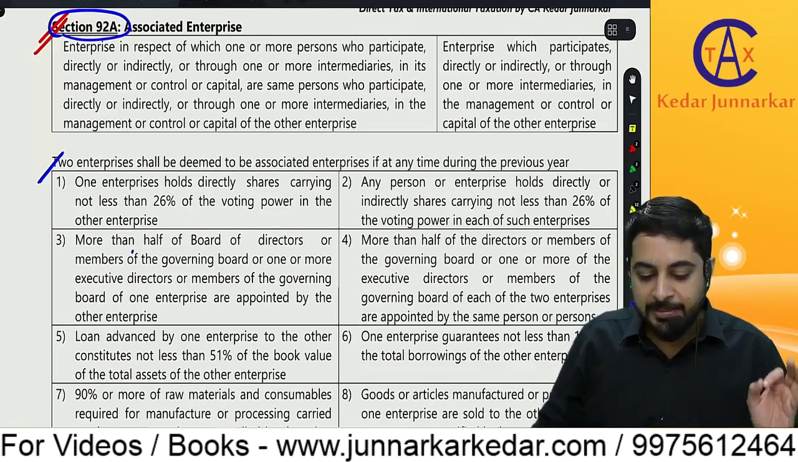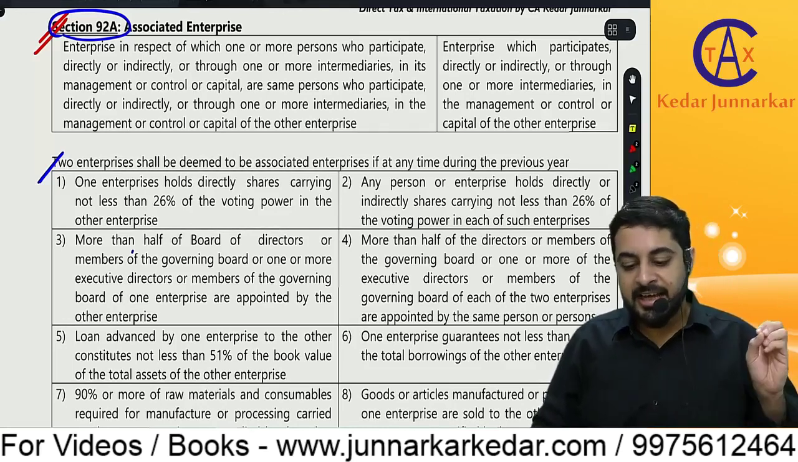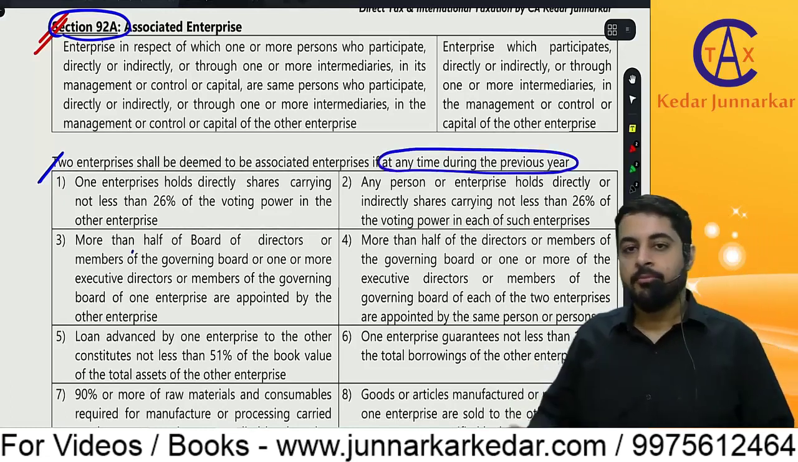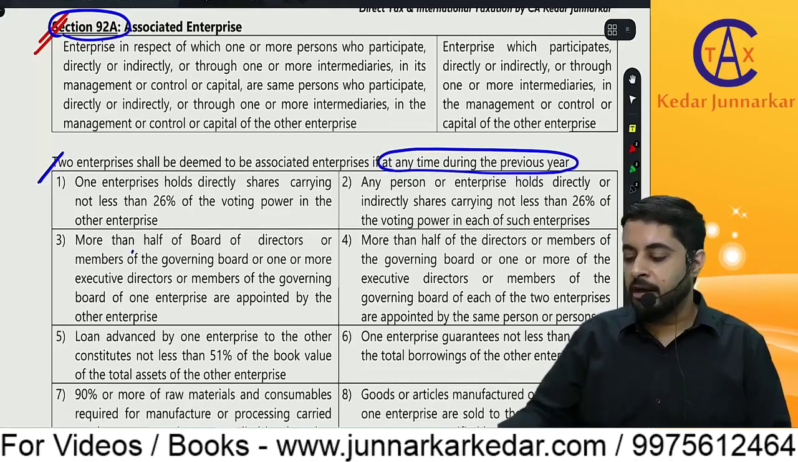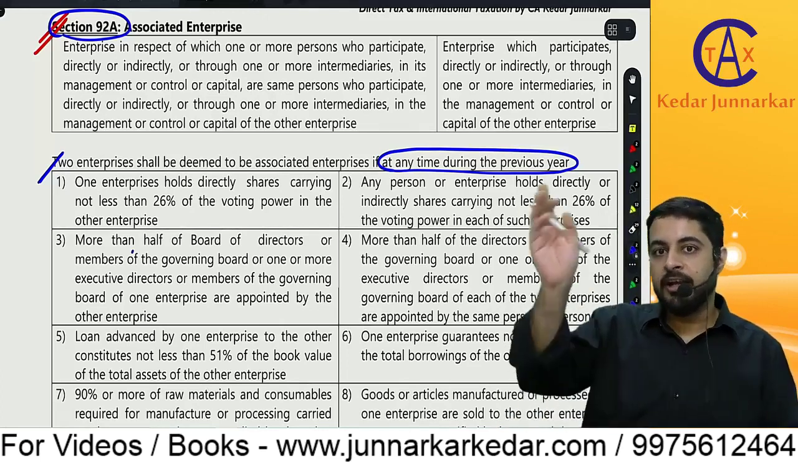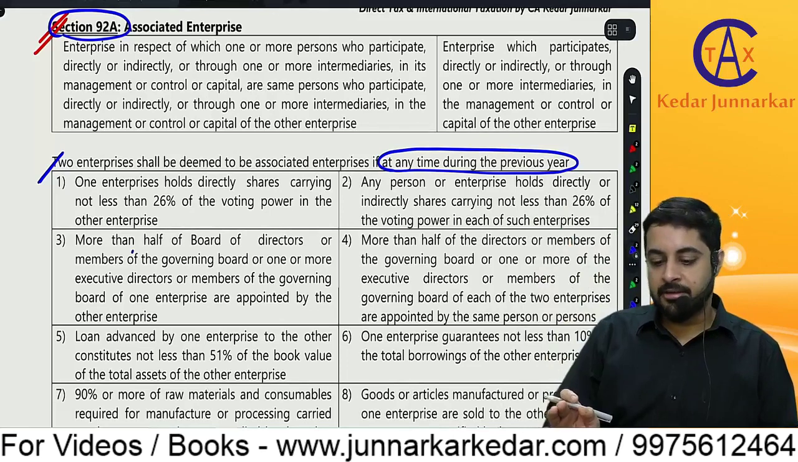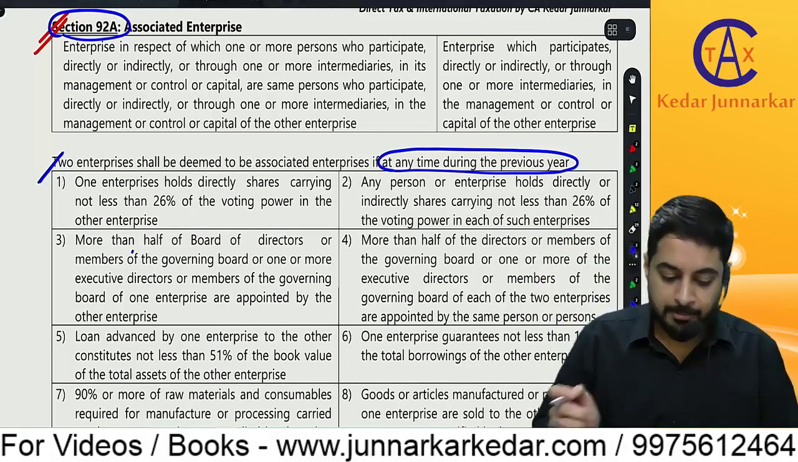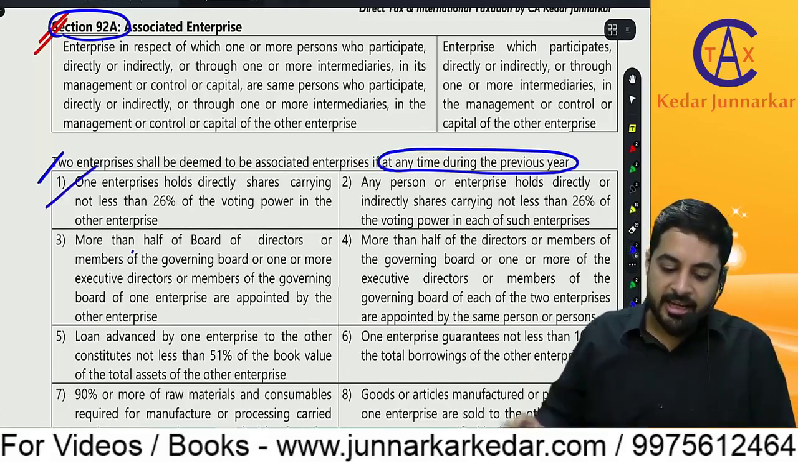Two enterprises shall be deemed to be associated enterprises if at any time during the previous year. If at any time during the previous year, it need not be like the sale happens in the month of April, but this condition is fulfilled in March of that same year, then they are deemed to be AEs and provisions of transfer pricing will apply. So what are the 13 categories?